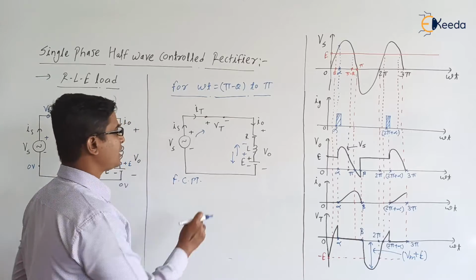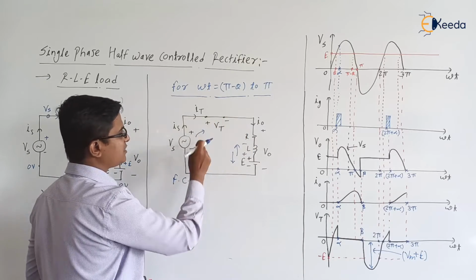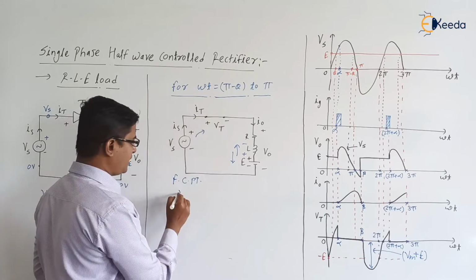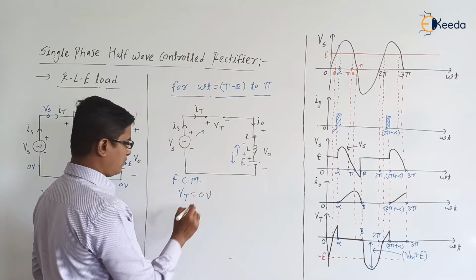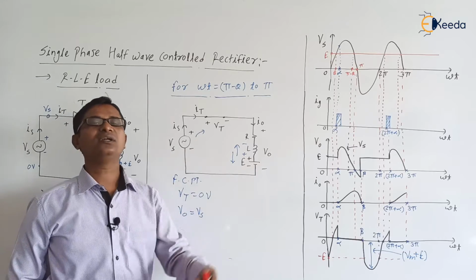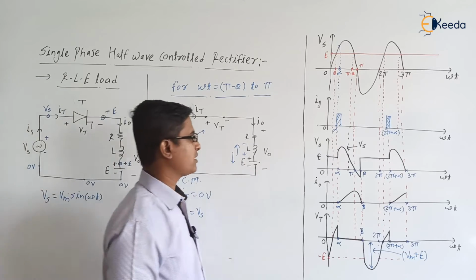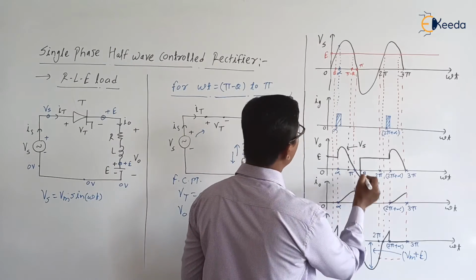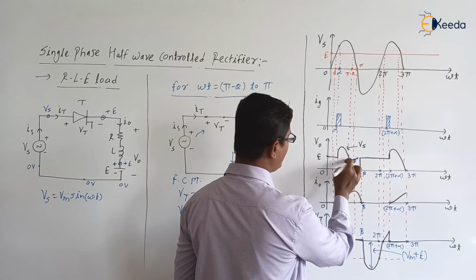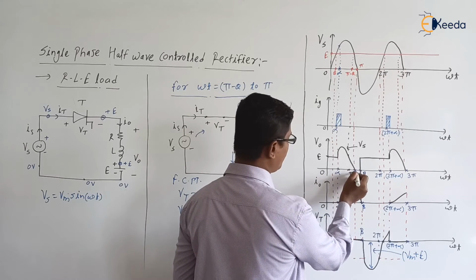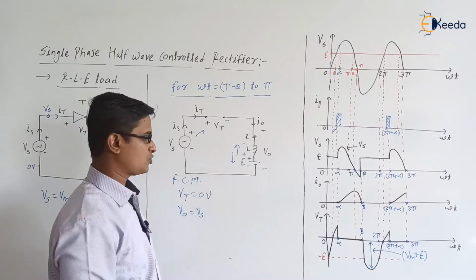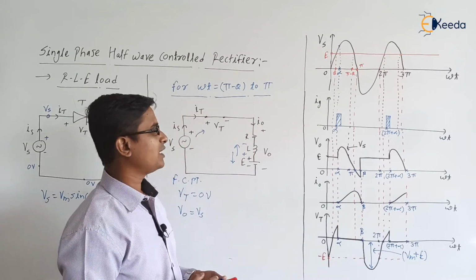Now after this, the inductor is releasing the energy, and here we have the Vs. So Vt will be 0 volt. What is V0? We can write V0 is equal to Vs volt. What is I0? I0 goes on decreasing slowly. So after pi minus theta, I0 is decreasing slowly. V0 is Vs. From pi minus theta to pi, V0 is the same as the supply voltage. What is Vt? Vt is equal to 0. This will continue till pi.